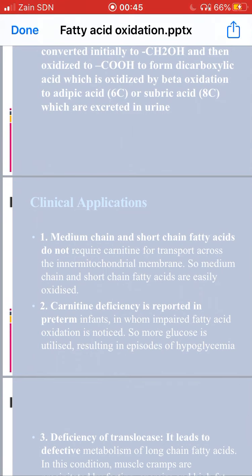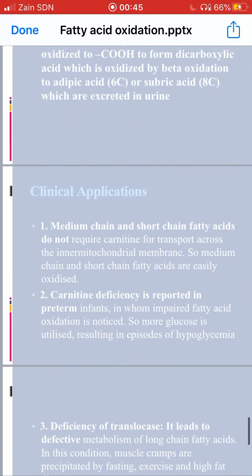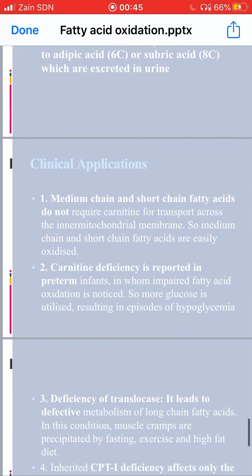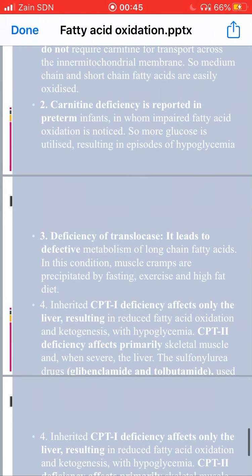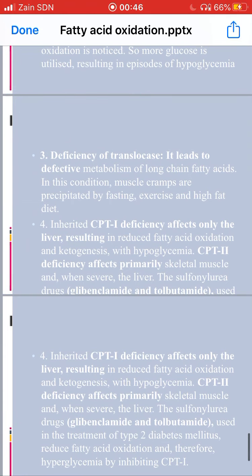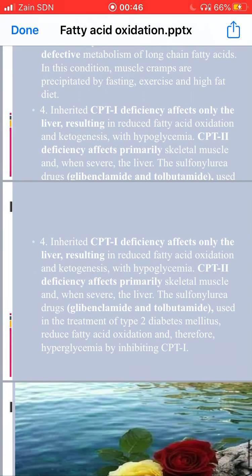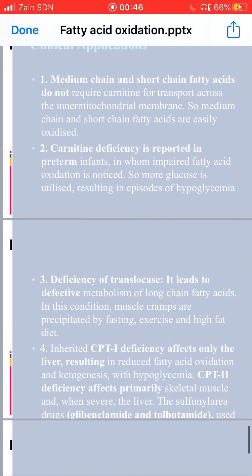Beta oxidation generally has some clinical applications. First, medium chain and short chain fatty acids do not require, as we mentioned before, carnitine for transport across the mitochondrial membrane. So, medium chain and short chain fatty acids are easily oxidized. But sometimes we do have carnitine deficiency, and this is reported, and thus more glucose is utilized, and this will lead to hypoglycemia. Also, translocase can be deficient, and sometimes the carnitine palmitoyl transferase 1 can be deficient also and it will lead to one of the clinical applications.